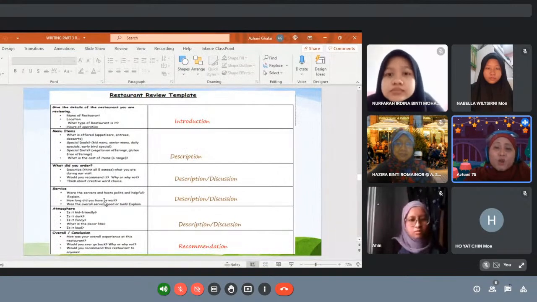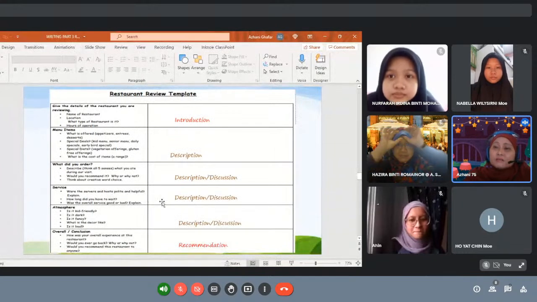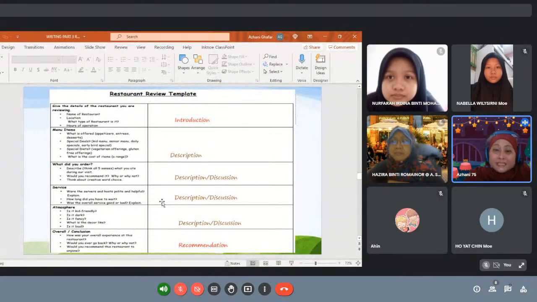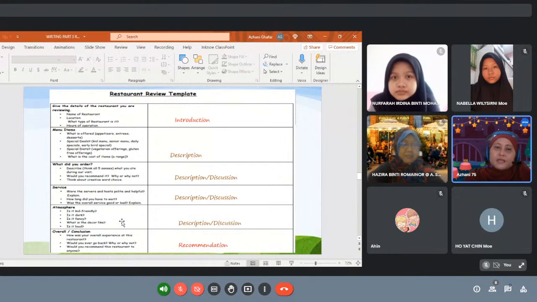were the servers and hosts polite and helpful? Basically we normally call them waiters and waitresses. Do they greet you nicely? Do they show you your table nicely? Were they very resourceful? Did they help you with what you didn't understand about the menu and so on? Okay, how long did you have to wait? Did you have a good experience or bad experience about this? Did you have to be in a queue to enter the restaurant?